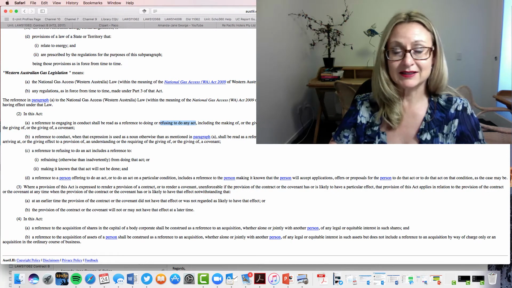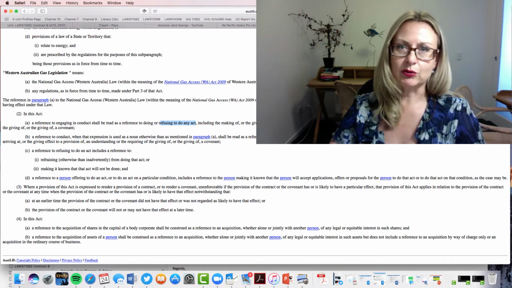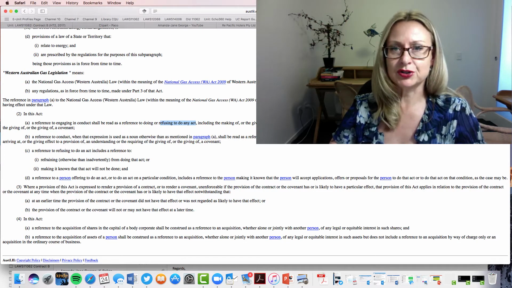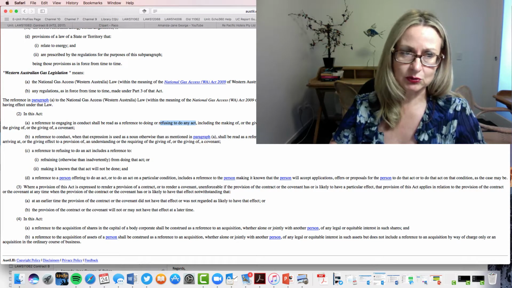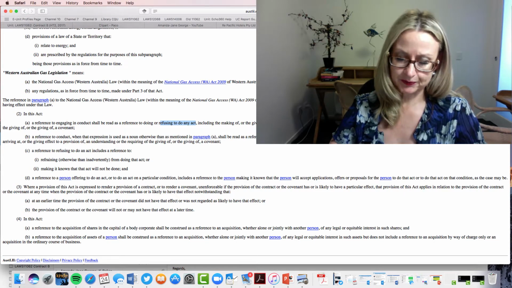And this, of course, has some bearing on whether or not silence will be capable of constituting an actionable misstatement for the purposes of section 18. We'll talk about that in just a minute.